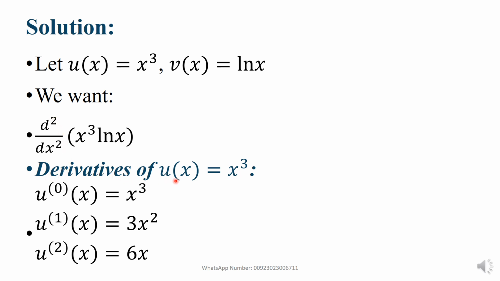Derivative of u(x) equal to x power 3. First you write the function the same, then if we find the first derivative, you know, the power will be minus 1, so 3x square. Again derivative, then 2 multiplied by 3 is 6x, and 2 minus 1 we get 1. Second time derivative we get 6x.